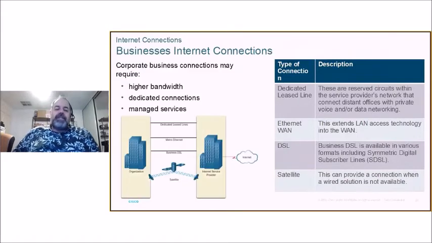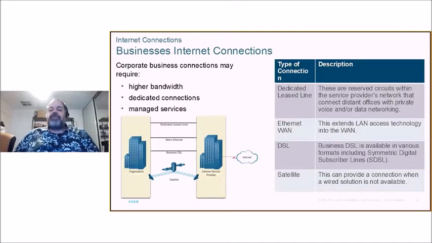Now, business connections can be similar-ish, but they will normally be higher in bandwidth, sometimes dedicated connections, and also you may well have managed services. So a dedicated leased line is one option. Now that's typically bigger businesses that want to have a dedicated circuit that goes through a telco's network. Of course, you're paying for the access to that 24/7, so it's not a cheap solution.